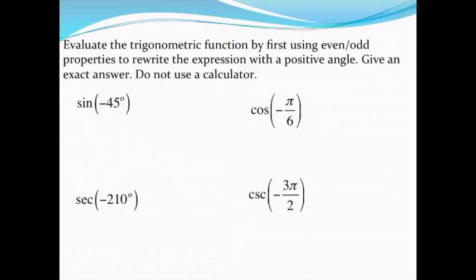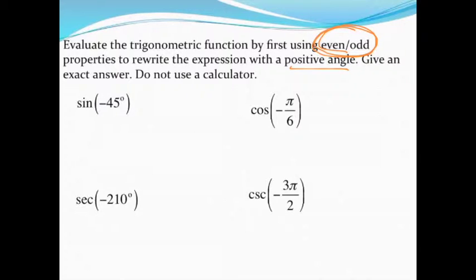In this video, I'm going to show you another shortcut that we can use to avoid having to do the problems as the three-step problems that I've talked about in other videos. I'm going to use even and odd properties to change all of these negative angles into positive angles. Because as of right now, all of these would have to be done with the three-step method because none of these angles, these negative angles, are in our chart that we've made.